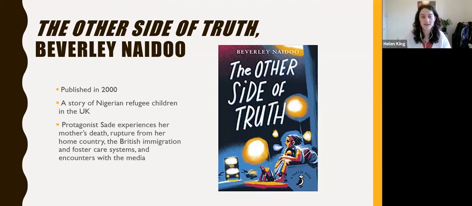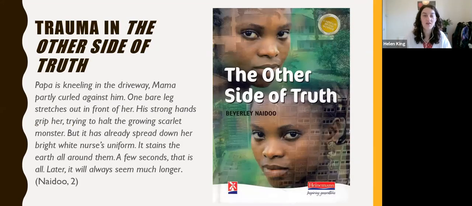So the novel opens with the scene of their mother's death. And I want to show how this scene can be read through the trauma theory lens that I have just described. So I'll read the passage out for you here.